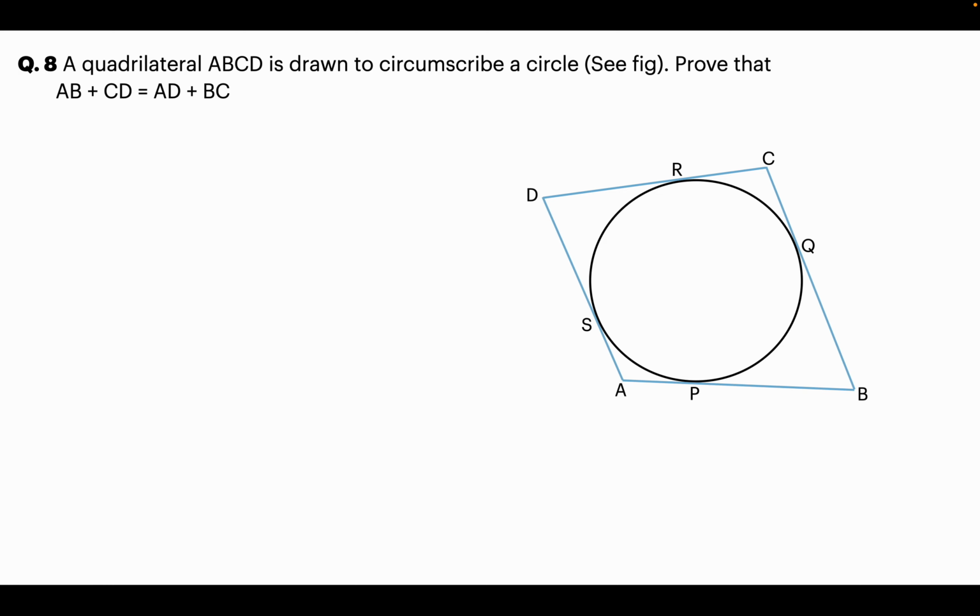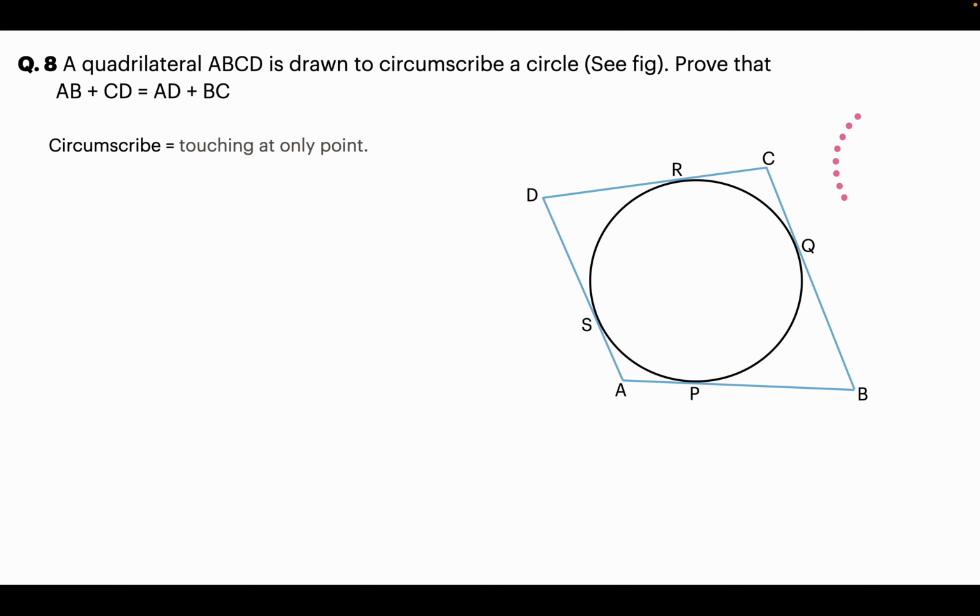Question number 8. A quadrilateral ABCD is drawn to circumscribe a circle. Prove that AB plus CD is equal to AD plus BC. So we want to see first what a quadrilateral circumscribing a circle means. This means that these lines that are touching the circle are touching at only one point. And if they are touching at only one point, then we can treat them as a tangent.